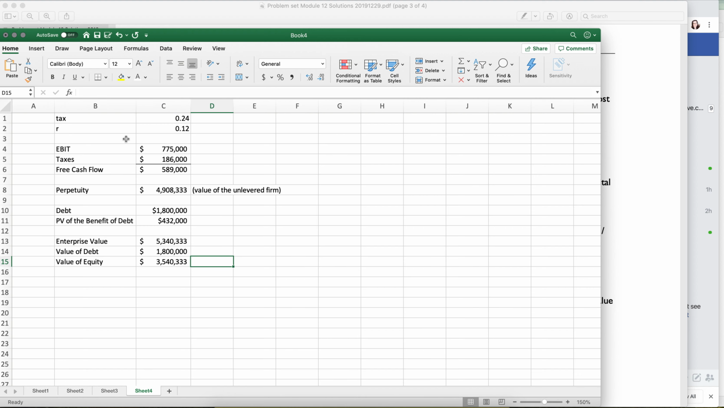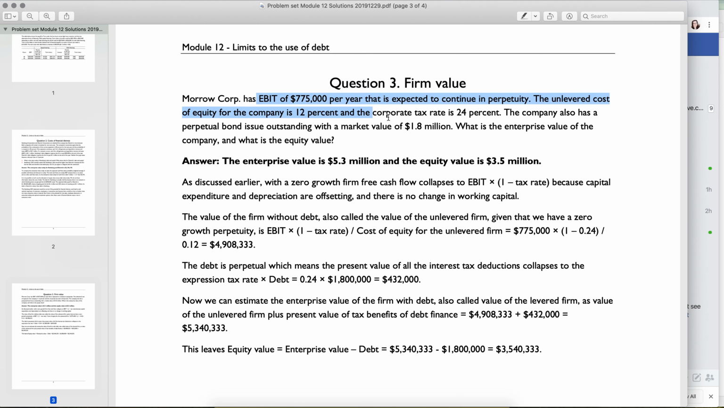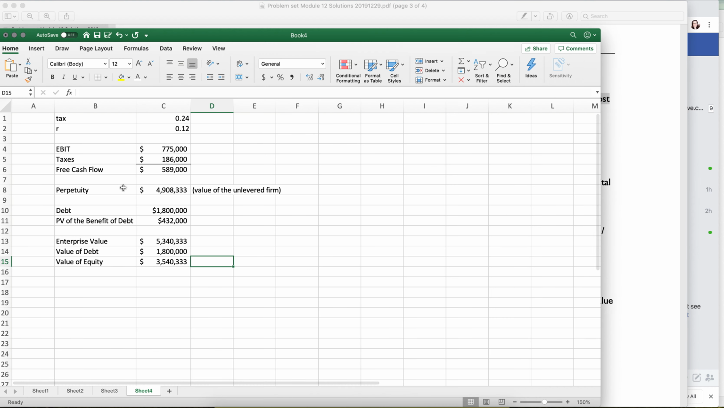So anyway, that's the way to answer this question. The intuition is that we started with an EBIT, a tax rate, and a discount rate for the unlevered firm. And so we knew that we could calculate this value using those things. Once we have the value of the debt, we can back into the benefits of debt. And then we calculate the enterprise value. We have the value of debt. We can back into the value of equity. Hope that helps.